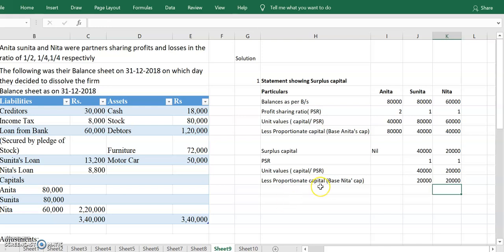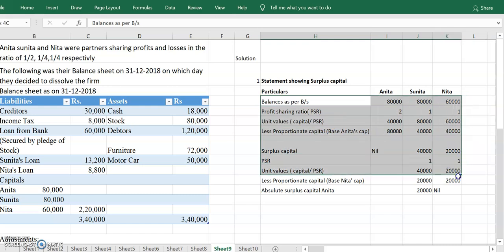After getting this proportionate capital, subtract it from the surplus capital. Surplus 40,000 minus 20,000, you will find the absolute surplus capital of that partner. And for Nita, 20,000 minus 20,000 gives you nil, that is 0. So according to this, you find one absolute surplus capital, that is for Sunita. It means she will get the first priority to receive the capital amount, that is rupees 20,000.